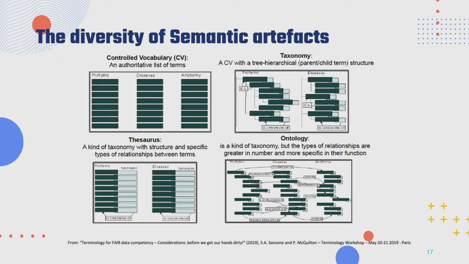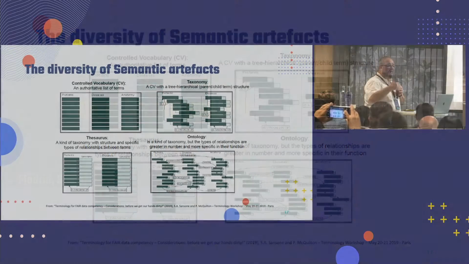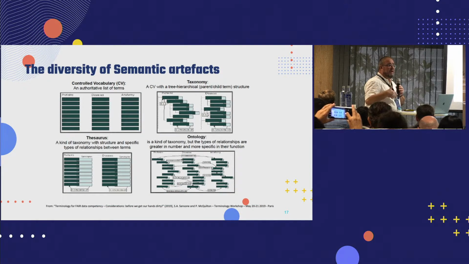Now you have different types of structures that can be built. So you have controlled vocabulary, which is an authoritative list of terms. Basically a group of experts agree on a list of concepts that applies to their domain and provide proper definitions so that others can reuse them for annotating their data.